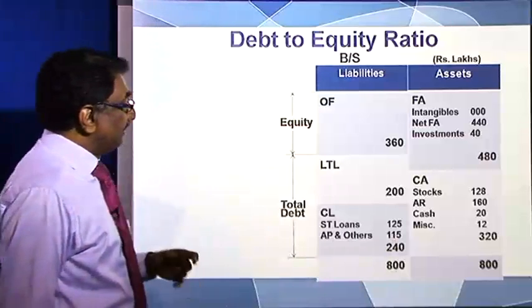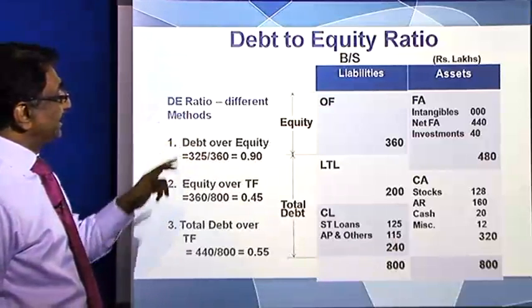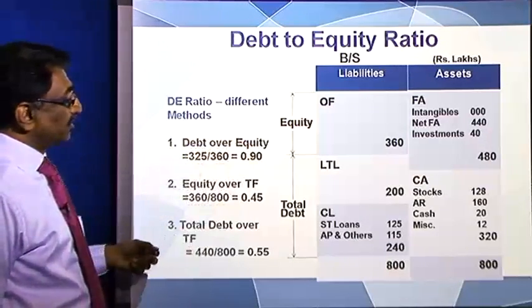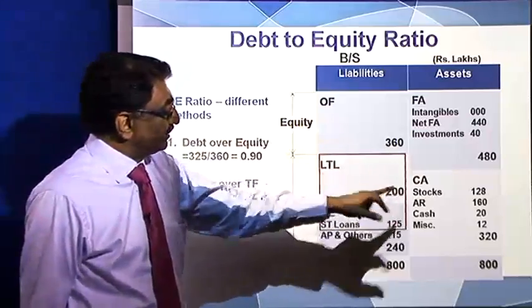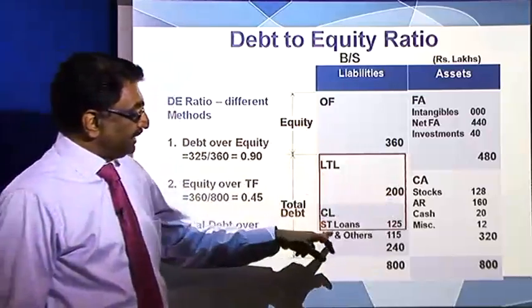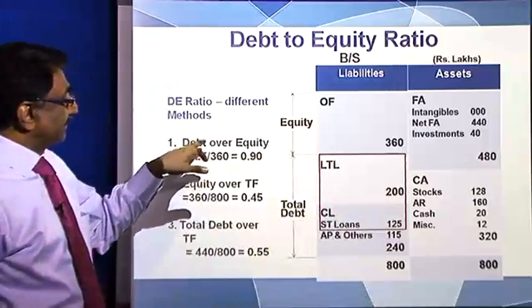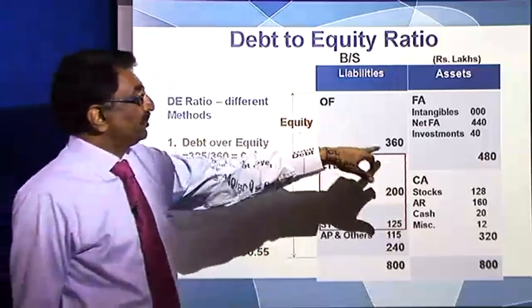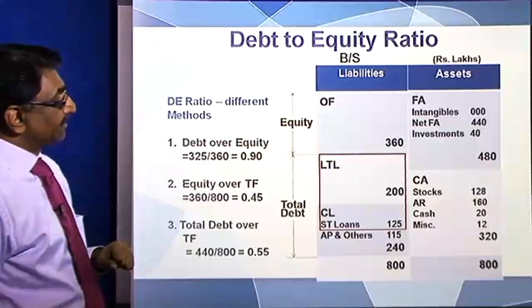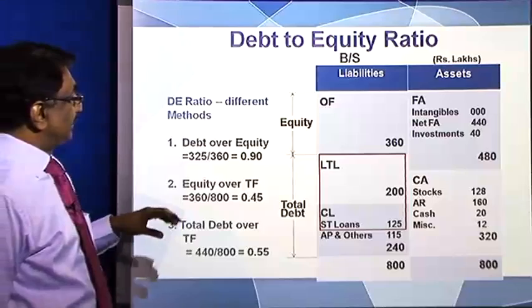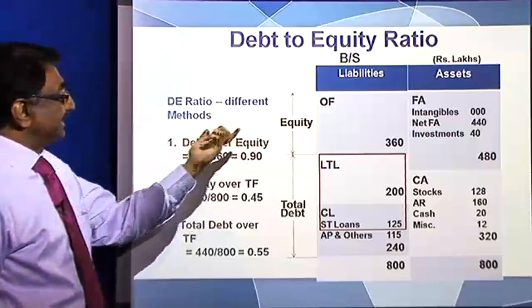So when we define the first part, we can have three different, as I said, ways of looking at debt over equity. So what is your debt here? Debt is all interest bearing debt. So your interest bearing debt of long term loans and the current liability of short term loans together gives you a figure of 325 over equity, which is your owners funds. So it is approximately 0.9 or 90% of the owners funds.